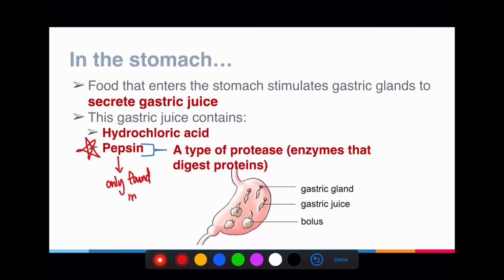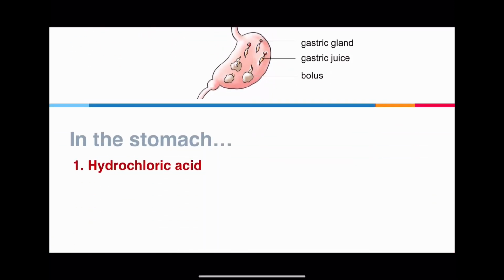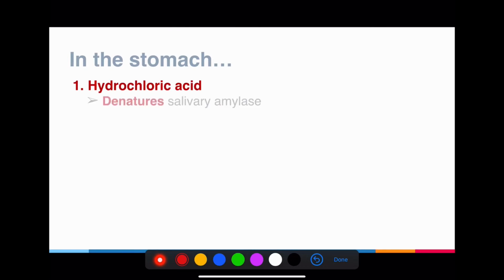Okay, so you will learn that some enzymes have a special name because of how unique they are, but pepsin is just another kind of protease. That means they're supposed to act on proteins. In the stomach, the hydrochloric acid is there to do a few functions. Number one, it is there to denature salivary amylase.